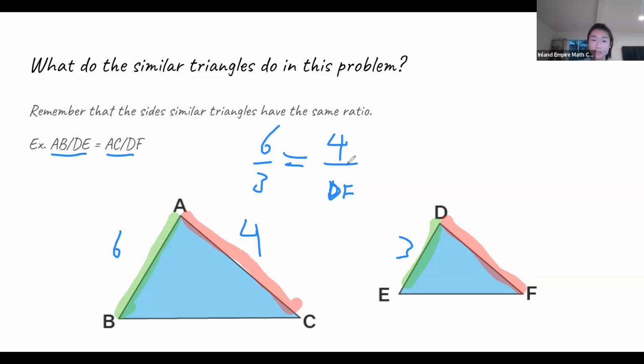All right, so what do both of those things tell us about side DF? What is the side length of side DF here? You guys give me an answer. Give me a guess. You can type it in chat. Again, you can unmute.